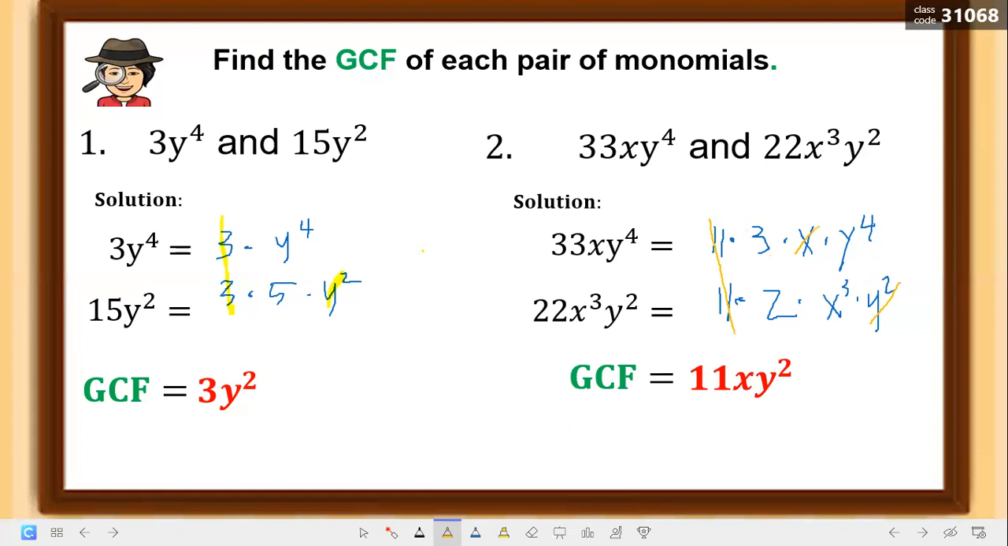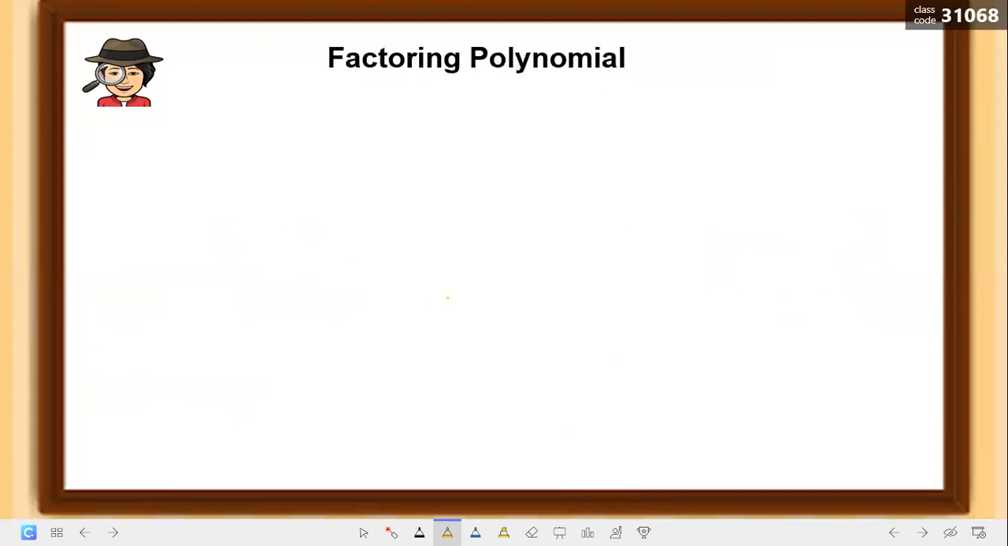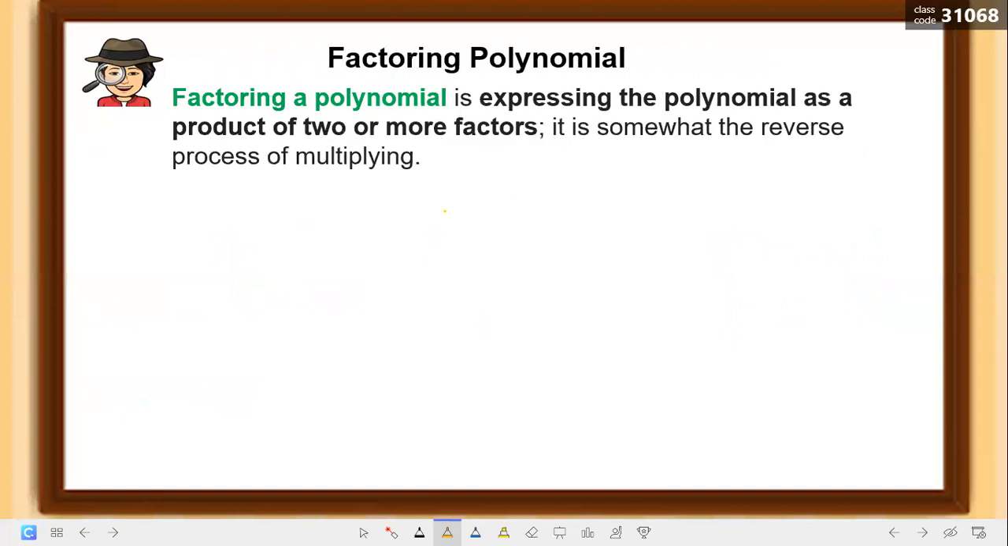May tanong po ba before we do the factoring? Wala naman po. Sige, factoring polynomial na tayo. Ito na yung talagaan natin. Okay, so balikan natin yung definition kanina. Pakibasa muna natin. Factoring a polynomial is expressing the polynomial as a product of two or more factors. It is the reverse process of multiplying. Okay, very good. So lagi natin tatandaan yan na i-break down po natin, or the reverse process of multiplying.